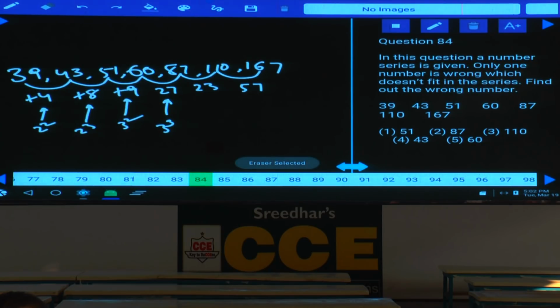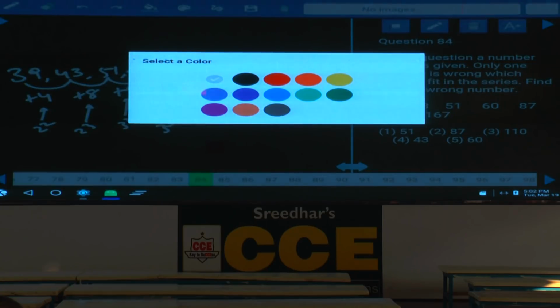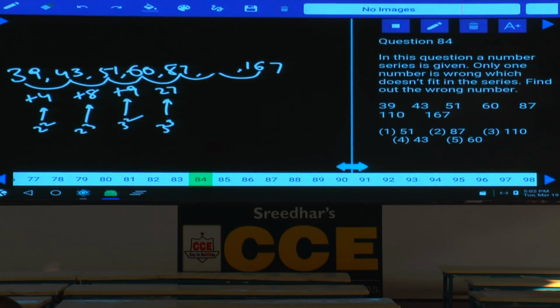Hence which number should be added to this place? 16, isn't it? And 16 is added to this one. If 16 is added to this number, then what is the correct number here? 87 plus 16 is how much? 103. If it is 103, then the difference between these two is how much? 64, 4 cube. 6 square and 6 cube. Then what is the wrong number here? 103 is the correct number. And the given number 110 is the wrong number. Done with this? 110, that is given in choice 3. Now this is about question number 84, choice 3 is the answer.